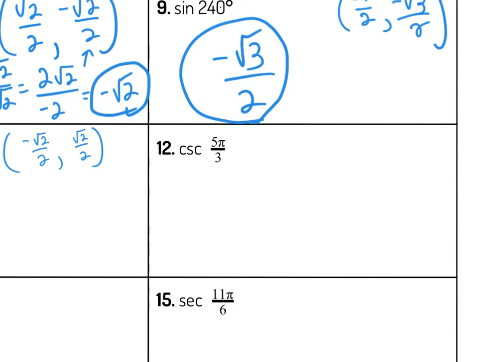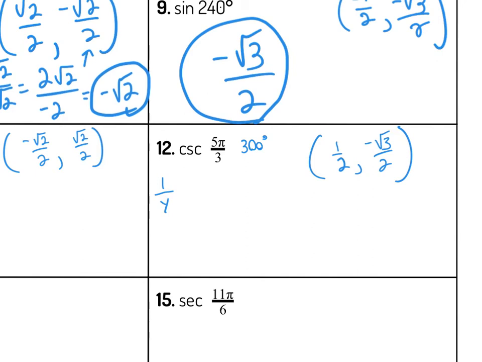Okay, cosecant. So now we're talking about 1 over the sine, which is the y value. So what is the coordinate at 5 pi over 3? That's 300 degrees. And the coordinate is 1/2, negative square root of 3 over 2. Apparently I wanted all the negative answers possible. All right, sine is negative in the fourth quadrant. That's where we're at here. And it's going to be 1 over that.